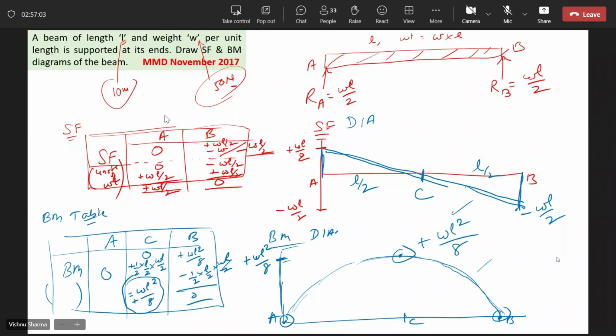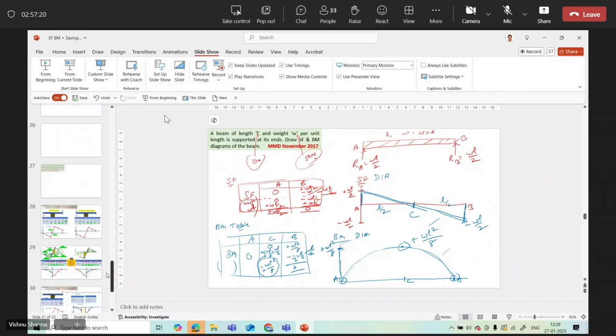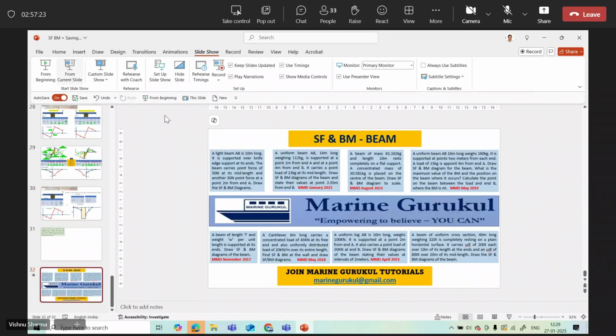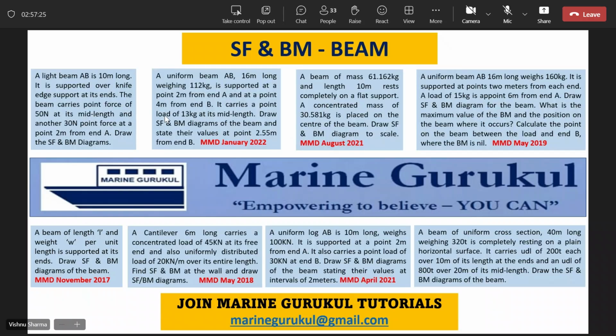So guys, if you see the sheet that I had sent to you yesterday, let me open those questions. Guys, this is what I had shared with you yesterday. Now, all the 4 questions in the upper row have been done in the class. Can you see all the 4 questions have been done in the upper row? MMD January 22, August 21, and May 19, right? Yes, sir. In the lower row, MMD November 17 is done.